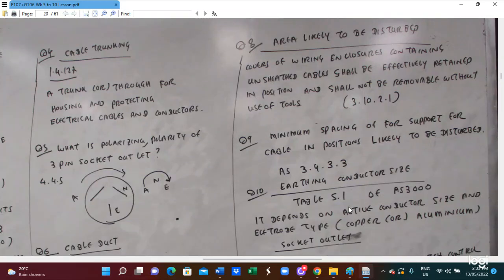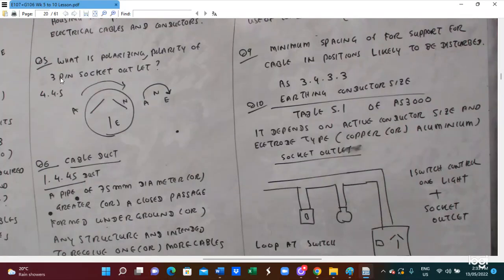So this is for the cable trunking. If you run the cable trunking, the trunk or the toolbar, the housing and the protection for electrical cable and the conductor, that will comply with clause 1.4.127 of AS 3000. Now this is question 5.